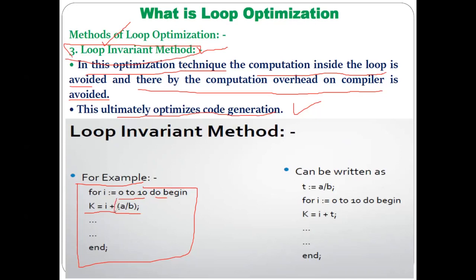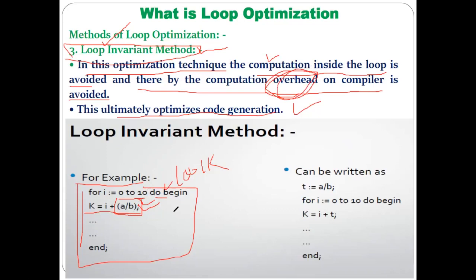So what is the loop invariant code here? This a divided by b is loop invariant, because the values of a and b are not going to change even if this loop runs 100 times or 1000 times. Still the value of a divided by b will not change, because nothing in this loop changes it. Moving this loop invariant code outside the loop is called the loop invariant optimization technique. In this optimization technique, the unnecessary computation inside the loop is avoided, and if you avoid it, the overhead on the compiler is reduced. Overhead means the extra, unnecessary burden on the compiler.